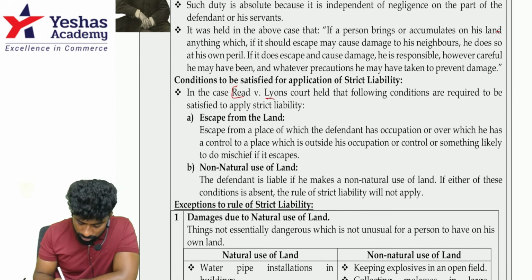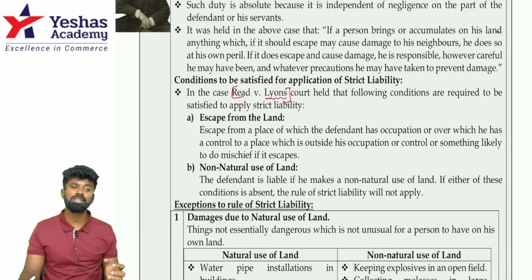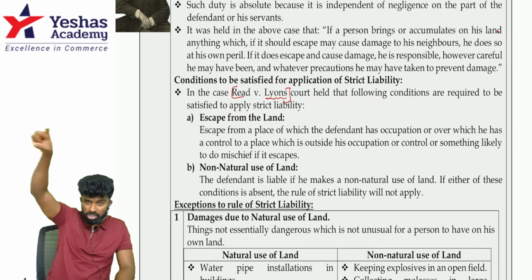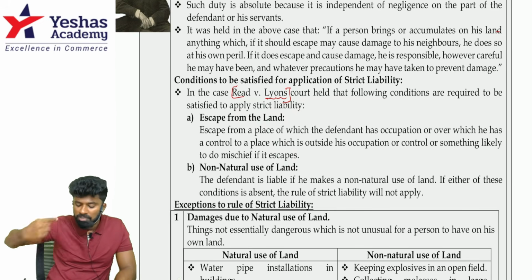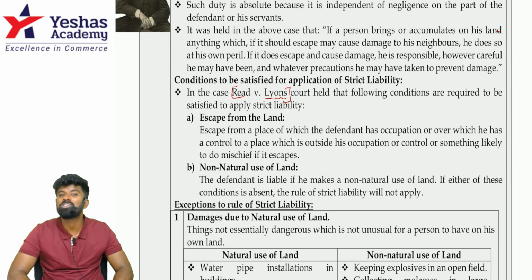Read versus Lyons case law. What case law? Read versus Lyons case law. In this case, the court held that for applicability of strict liability, there are two conditions to be satisfied. What is the first one? Escape from the land. And the second one, non-natural use of land. What use of land?